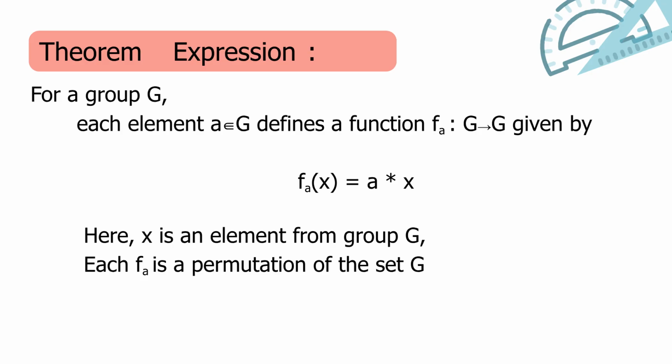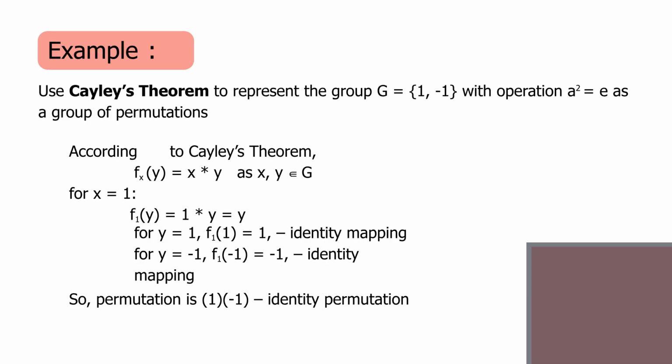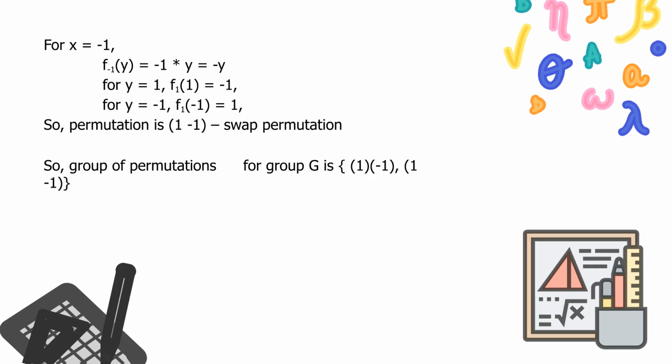For a group G, each element A in G defines a function fA from G to G, where fA of x equals A asterisk x. Each of these functions is a permutation of the set G. As an example, for the group G equals {1, -1} under multiplication, the element 1 generates the identity permutation, (1, -1). The element -1 generates the swap permutation, (-1, 1). Thus, the group of permutations for G is {(1, -1), (-1, 1)}.